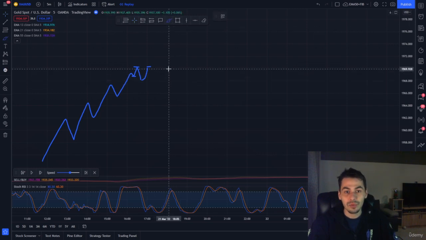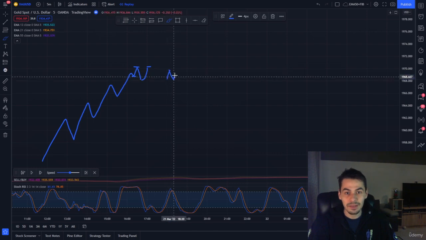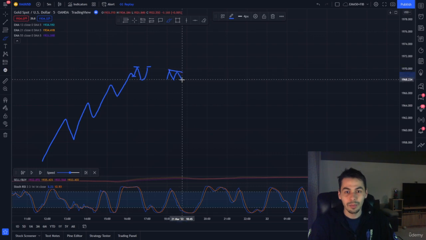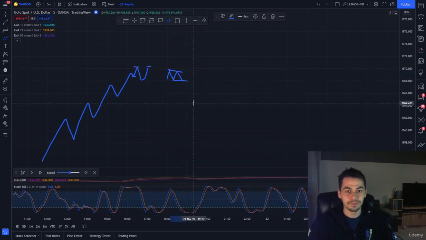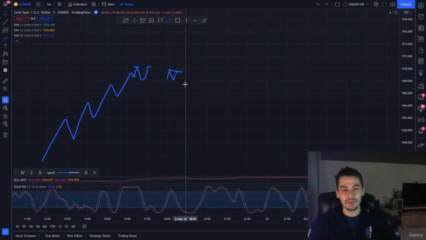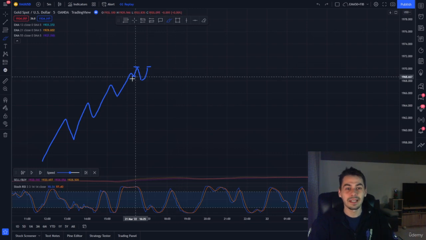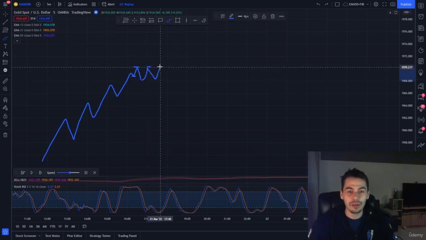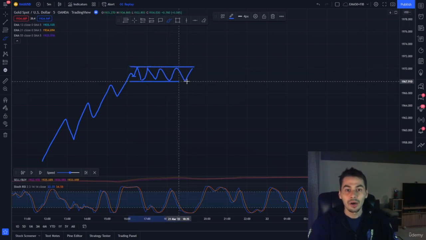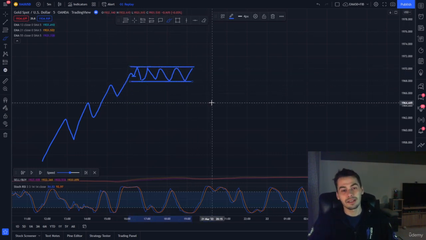But the other case would be, so let's say we're here, this was the high, price makes an even lower high followed by an equal bottom. So basically if you spot this in a trend, then you are most likely going to find yourself in a ranging market. Okay, how do we use this to our advantage?